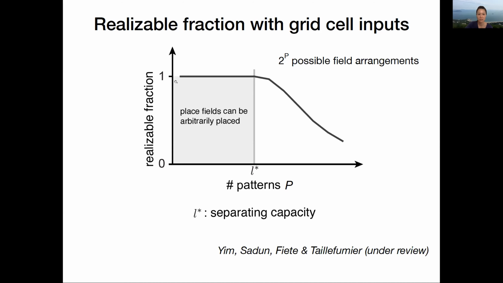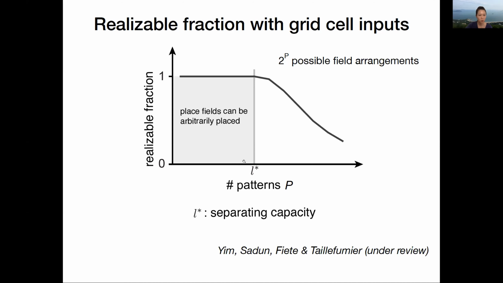And the general trend is that with a few locations, all field arrangements can be realized, meaning that place fields can be arbitrarily placed. But as the number of patterns or locations increases, the realizable fraction drops below 1, meaning that not all field arrangements are realizable. And you can imagine having only a few patterns in a space of fixed dimension. Everything is linearly separable. But when you put more and more patterns in the same space, at some point, not all of them are linearly separable anymore.